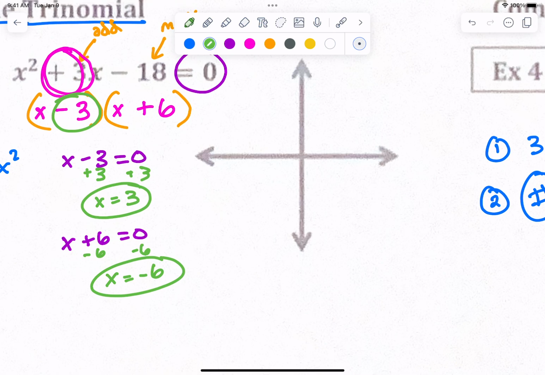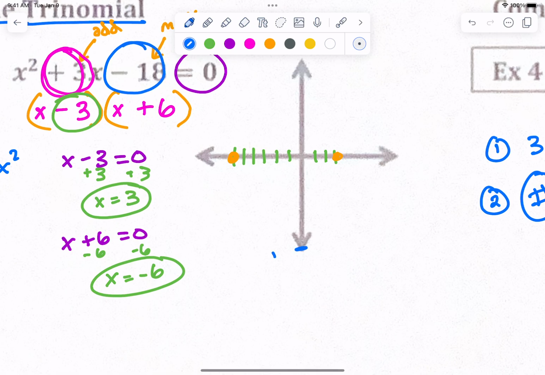Okay? So that means at 1, 2, 3, 4, 5, 6 negative, he's going to have a dot. And at 1, 2, 3 positive, he's going to have a dot. Okay? Where is he going to intersect the y-axis? What's his y-intercept? Negative 18. You guys remember that from section 1?